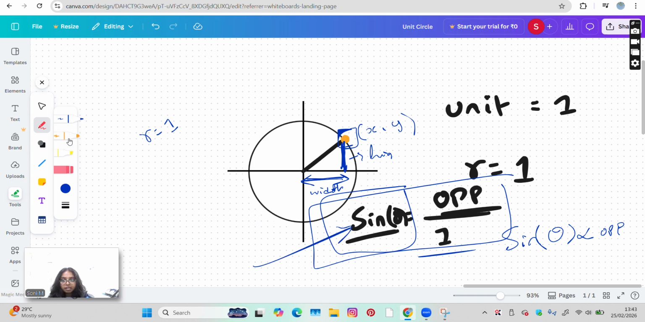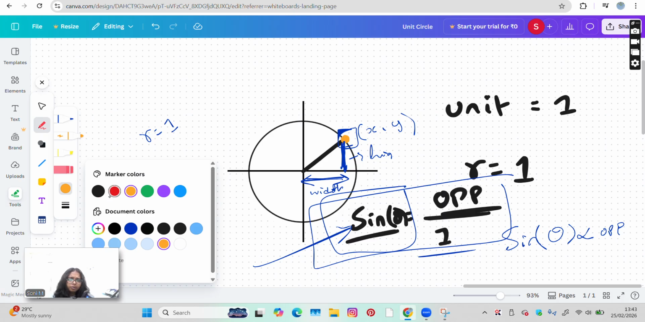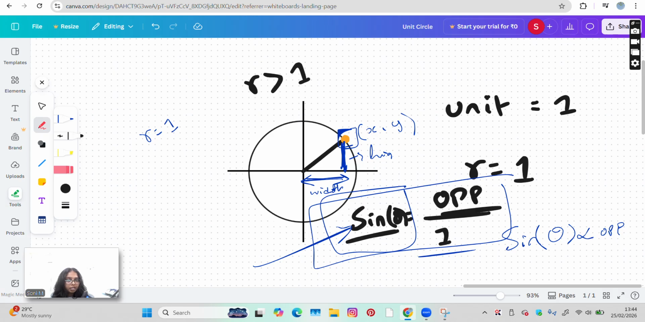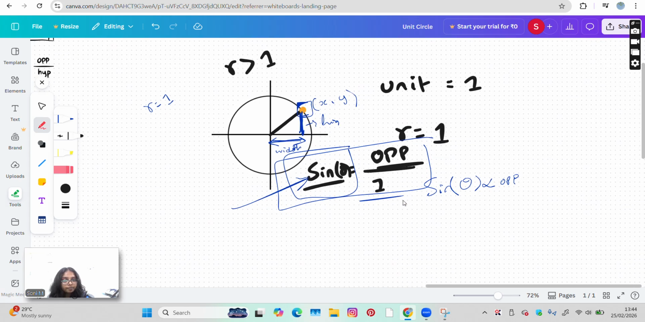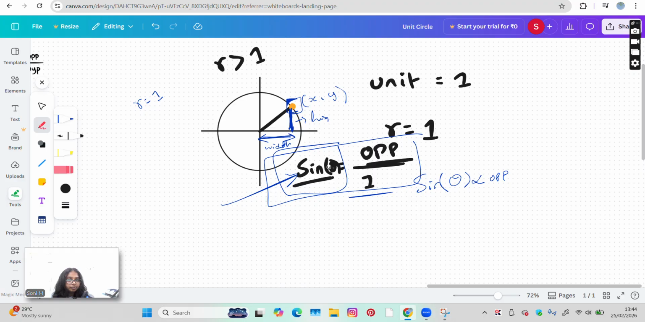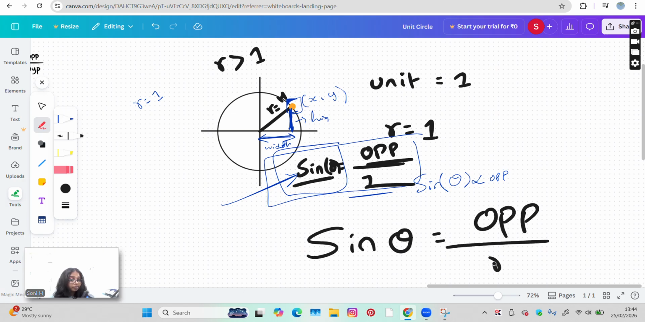But now the case is a little different. What if the radius is not 1 but more than that? Let's say r is greater than 1. You can't take the radius less than 0. That's why r must be greater than 0. So if it's greater than 1, then all you need to do is simply multiply, because you see, can I take this r value, which is your hypotenuse, in the place of the hypotenuse right here? That's why sine theta becomes opposite over, instead of hypotenuse, I'm going to write the radius because both are the same in this case.